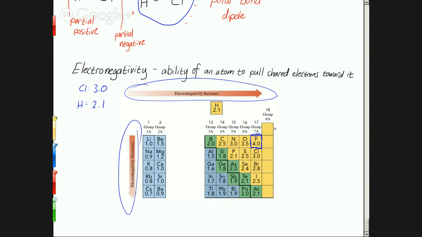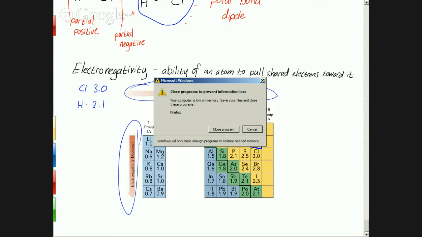Fluorine has the highest electronegativity. And then you can think of kind of everything else going toward fluorine. And the closer it is to fluorine, the higher the electronegativity. The exception being hydrogen. So if you're going toward fluorine, that means you're going up and you're going to the right, and that's when your electronegativity is increasing.